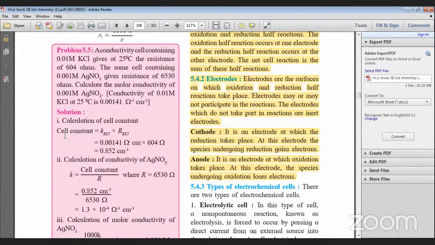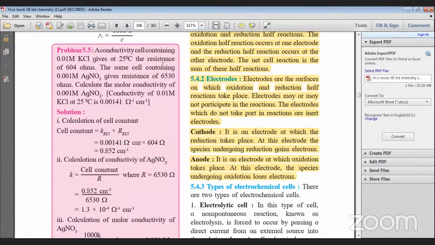So how will we solve? See, first we want to know the cell constant. How will we calculate the cell constant? Cell constant is the one which is given by the conductivity of KCl and the resistance R, that is 604, and its conductivity is how much?